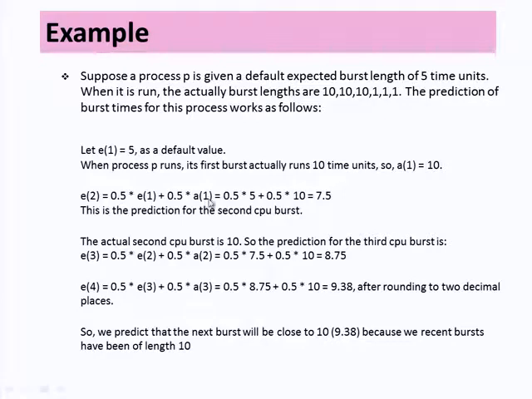The actual one. So we have 0.5 multiplied by 5 plus 0.5 multiplied by 10, and that's 7.5. Okay? So this is the expectation for the next one.